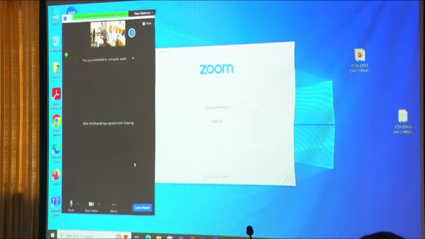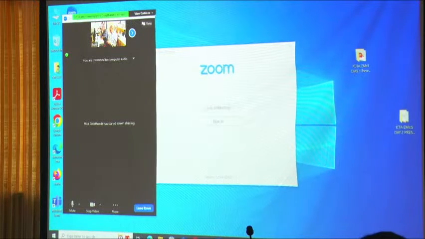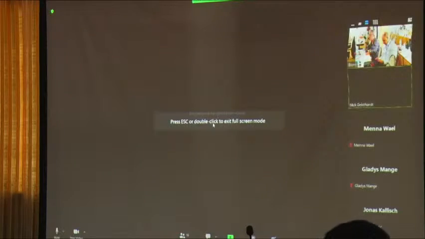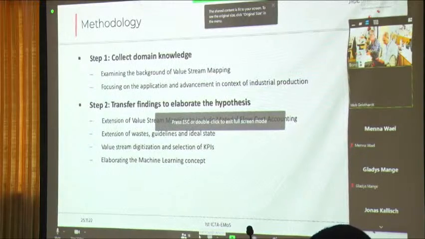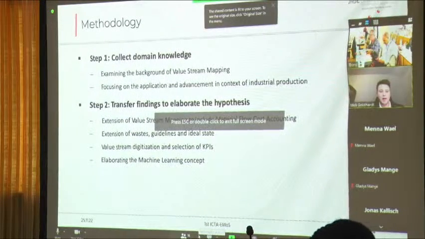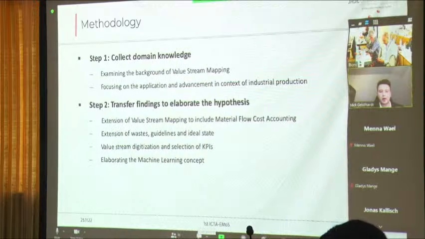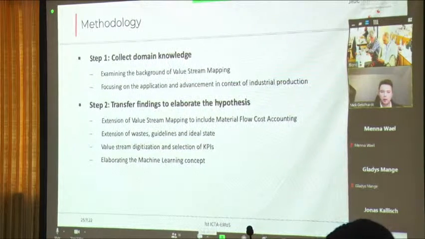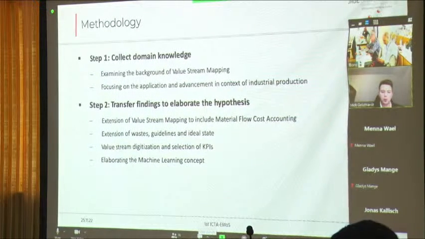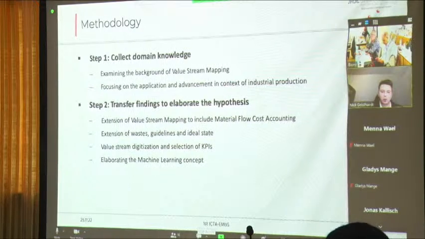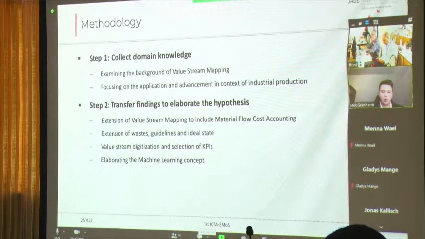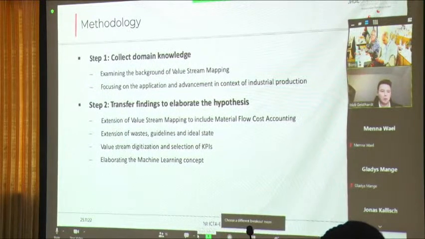We focused on application and its advancement in this context. In step 2, we transferred our findings to elaborate a hypothesis, which is basically our paper, which we have produced here. And our hypothesis basically consists of four subsequent ideas or steps.